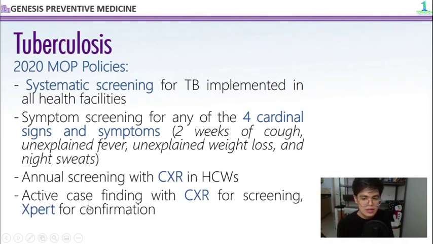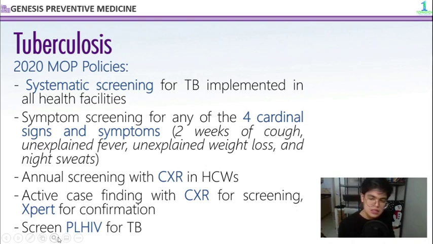And active case finding for those with diagnostic or clinical suggestions of TB, with chest x-ray for initial screening. As we've discussed, kung ano yung screening test, yung high sensitivity, and GeneXpert or Xpert for confirmation. Confirmation tests with high specificity. Okay, so this is the basic gist of the 2020 MOP policies. Although there are more, these are the general strokes of the 2020 MOP.